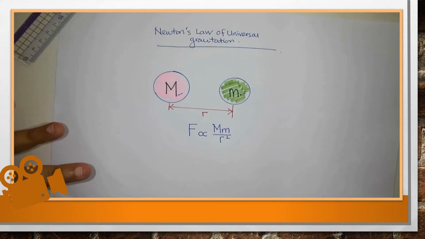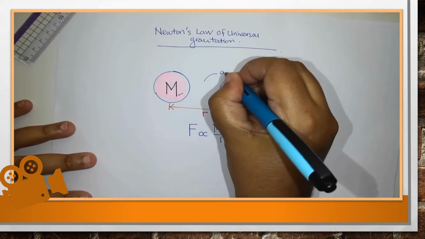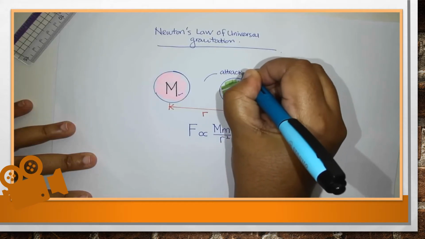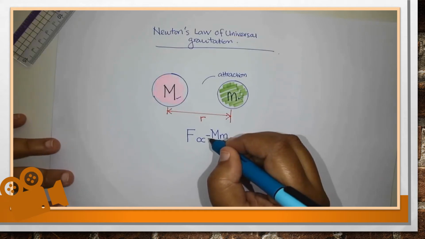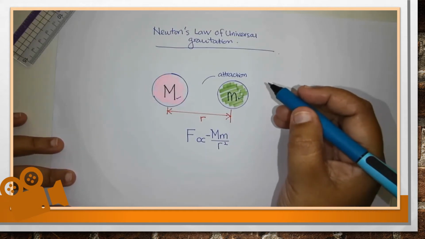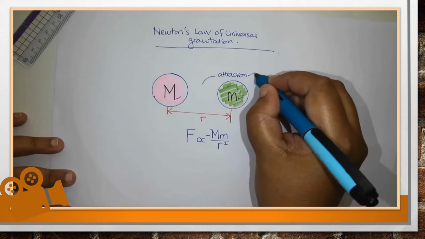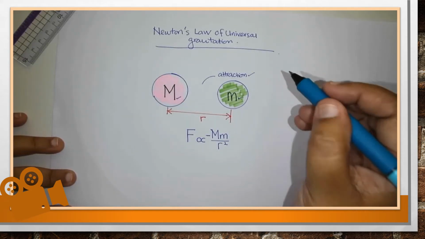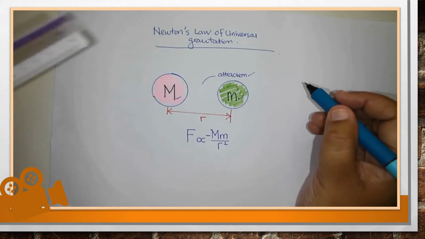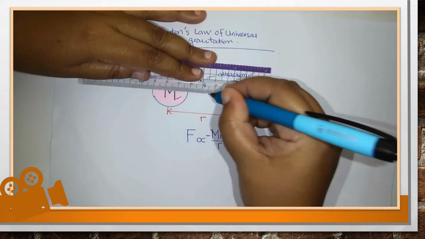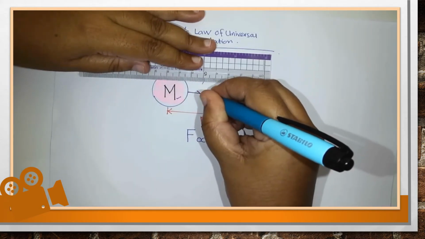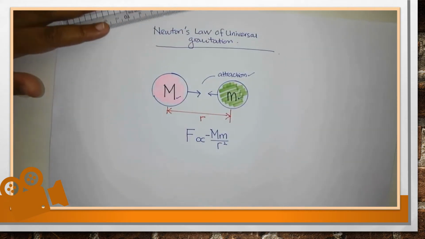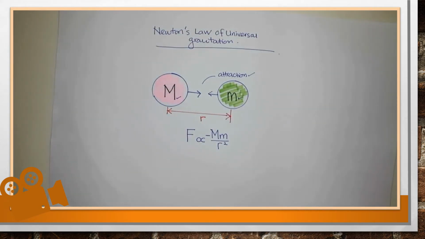Since it's a force of attraction, we have a negative sign. The negative sign shows that it's a gravitational force, which is an attractive force, and it is in the opposite direction of increasing r. So the direction is opposite to the direction of increasing r, that means it is in the direction of decreasing r.